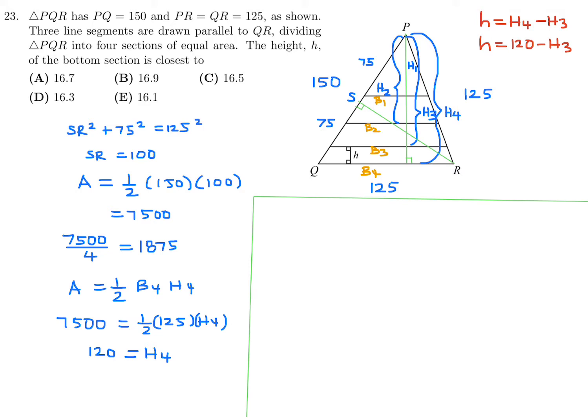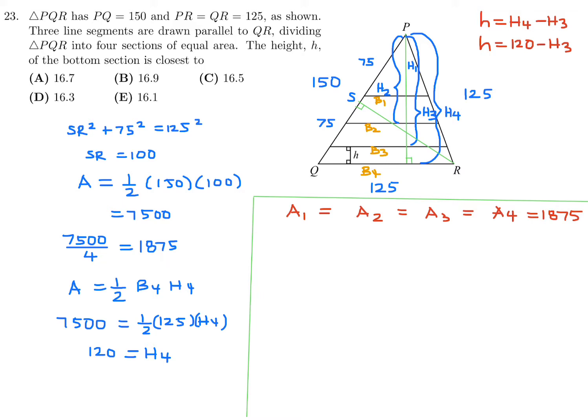Now let's turn our attention to the areas, those 4 sections of equal area. The first one is, of course, this guy right here. The next one is this one. The third one is that one. And the last one, of course, is the bottom one. I will denote those as A1, A2, A3, and A4 for the corresponding heights and bases. All of those are equal to 1875, right, as we had figured out right here.